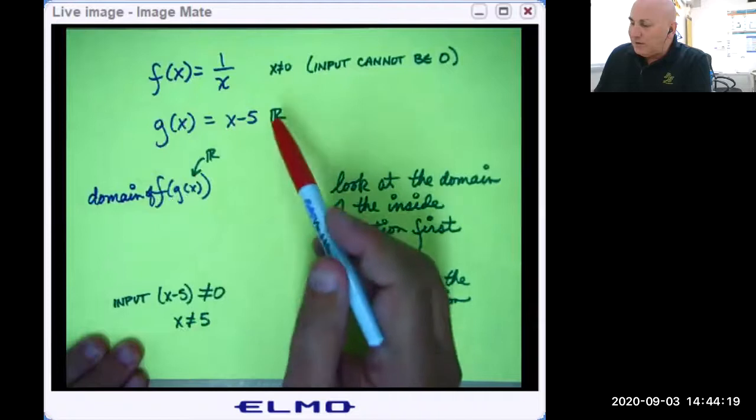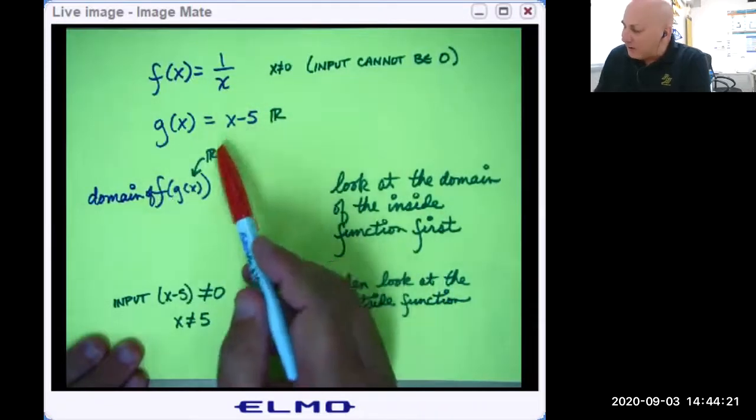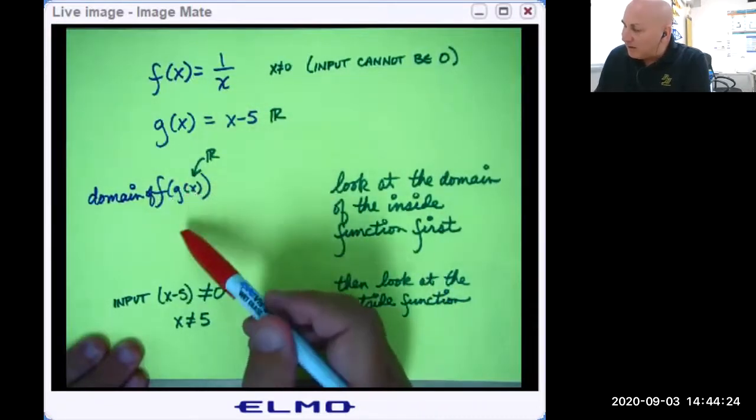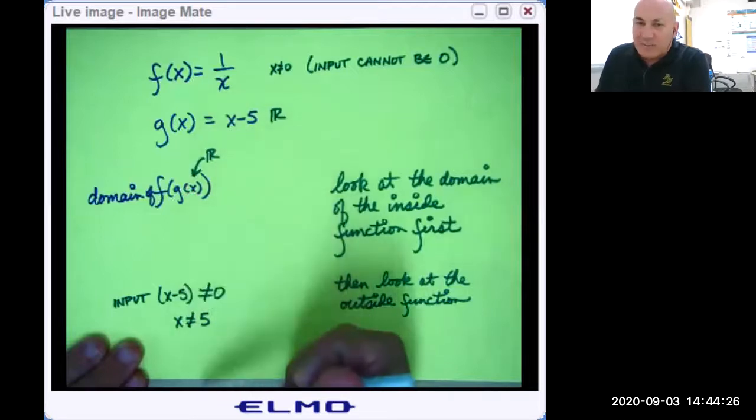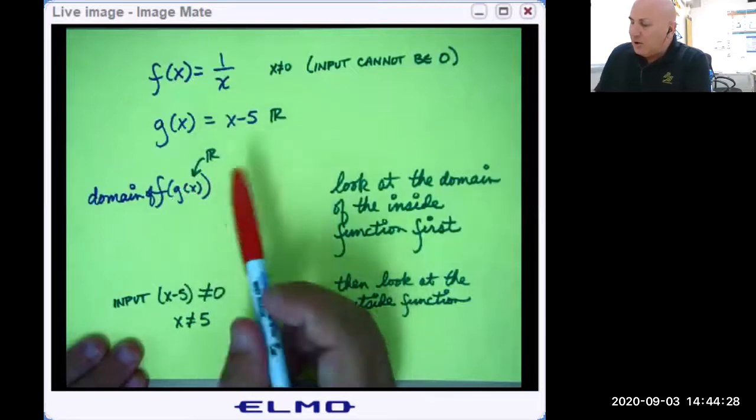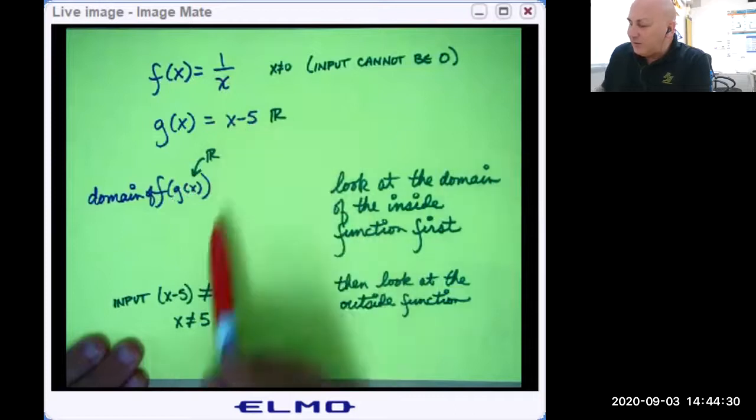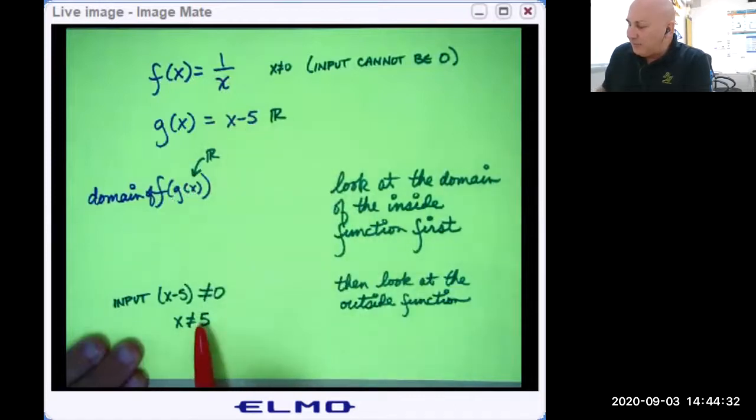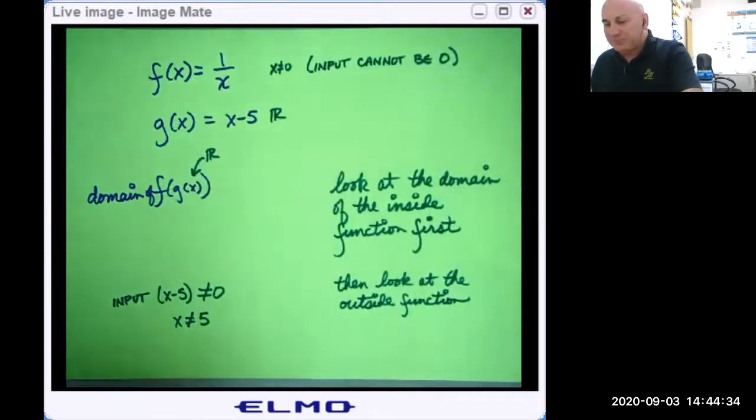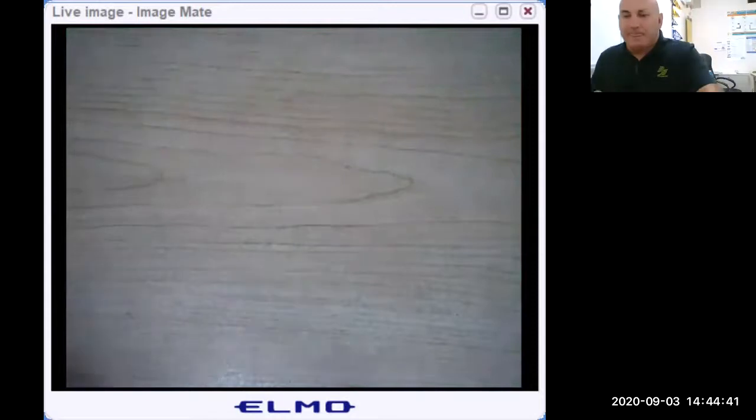Now you'll notice that we didn't find the composite function, although we can tell by looking that it's 1 over x minus 5. But I didn't need to know the composite function to find the domain. I only need to know the two original functions.